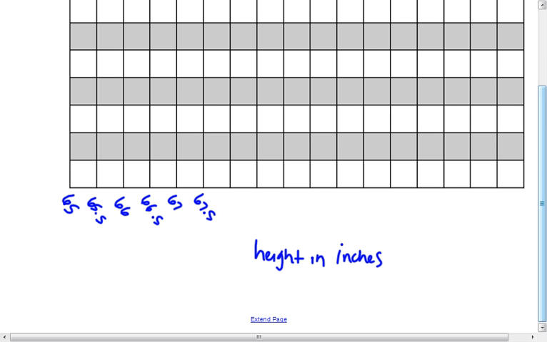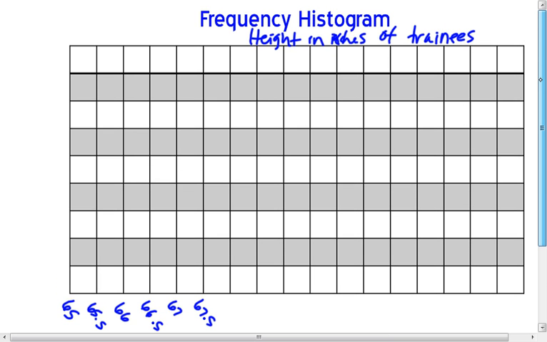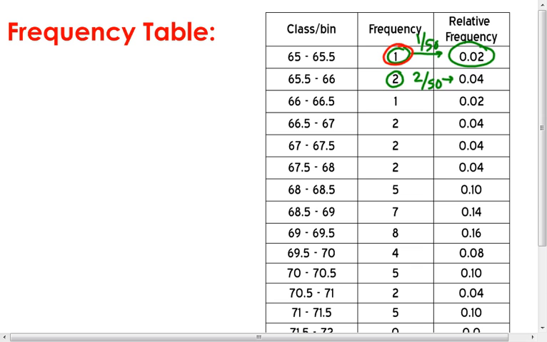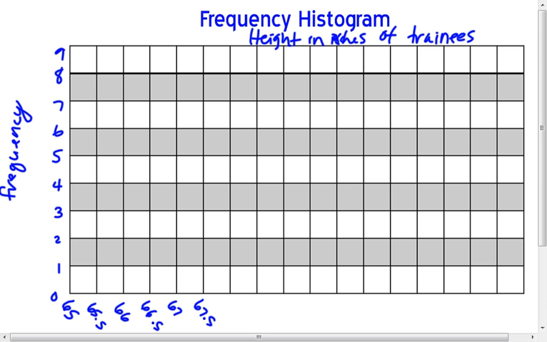Then when you do histograms, your y-axis is always a count of how many people fall into that category. So in this case, this is going to be frequency. And so you're going to count: 0 people, 1 person, 2, 3, like this. Then you're just going to make your bars. How many people were there between 65 and 65.5? You'll go back to your table and you'll go, oh, there was 1 person. I need to make that bar 1 high. So I go back here, I make the bar 1 high.